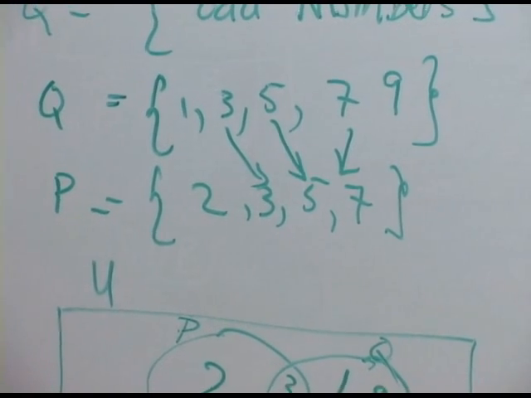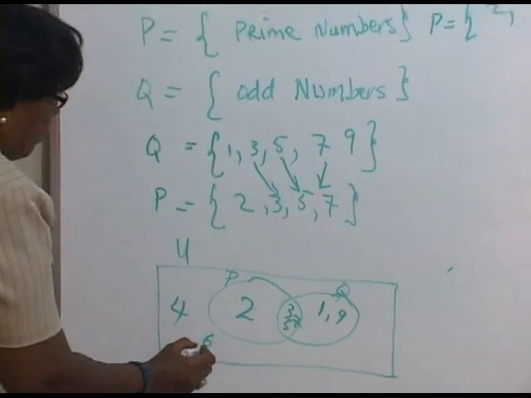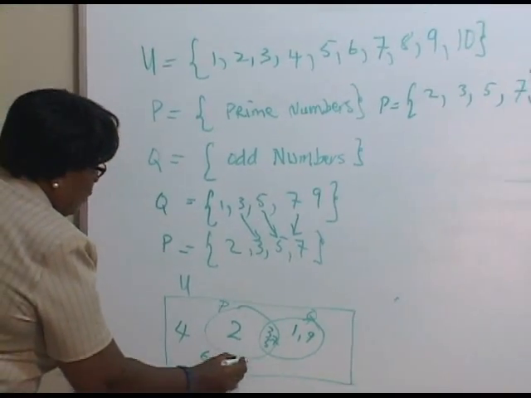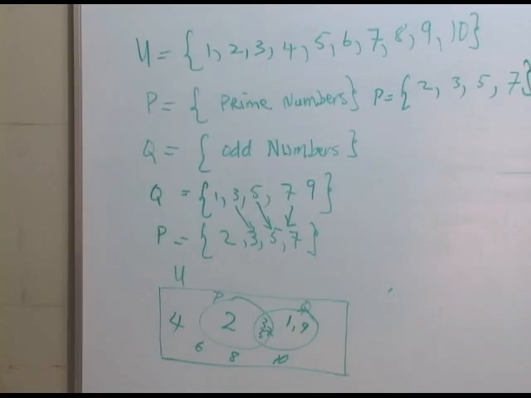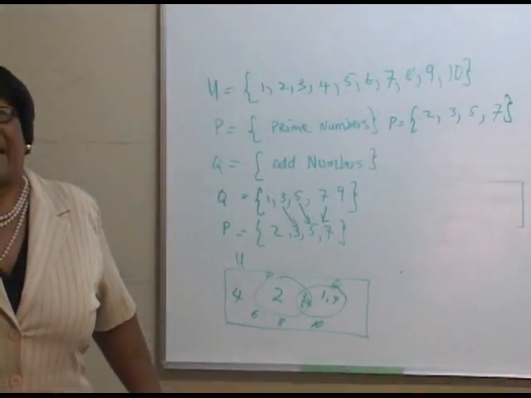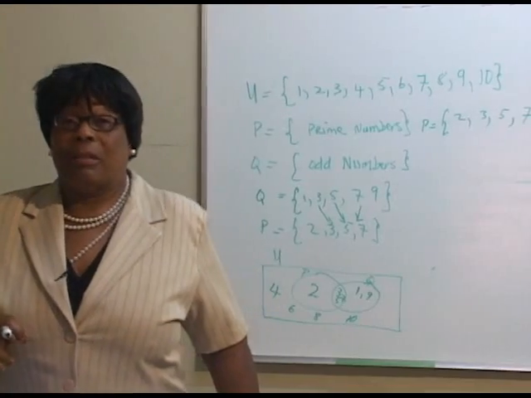So we have 1, 2, 3. We don't have 4. We have 5. We don't have 6. We have 7. We don't have 8. We have 9. And we don't have 10. Do not forget those members that are not part of the subset. They have to be represented on the diagram, or else it is wrong.